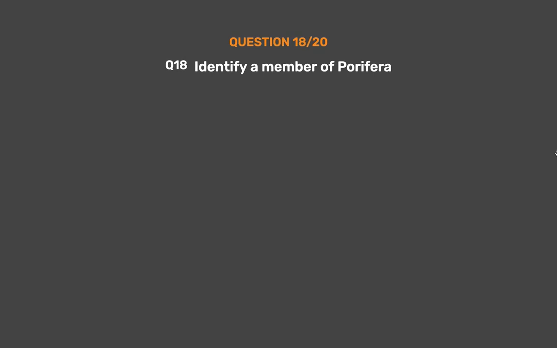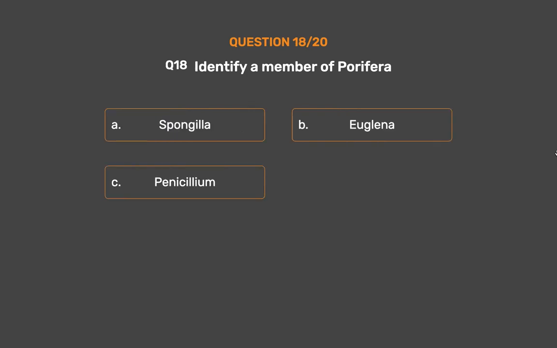Question number 18. Identify a member of Porifera. Option A. Spongilla. Option B. Euglena. Option C. Penicillium. Option D. Hydra. The correct answer is Option A.